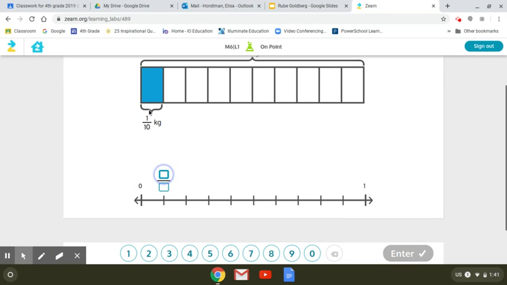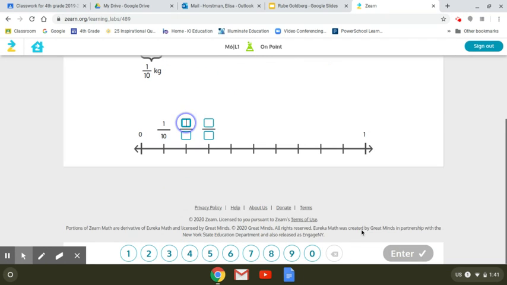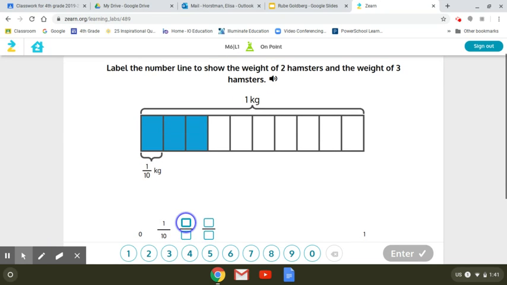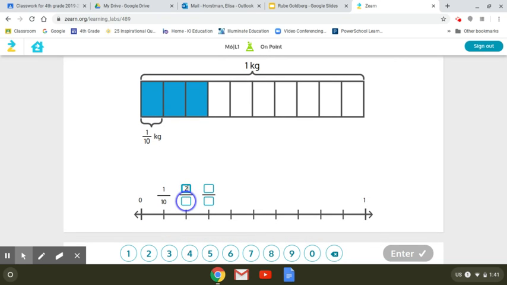When we look at this, we're not looking at the spaces. If you watch the video, he's talking about how the whole space is 1/10, but where we put it on the number line is at the little line that's there. So this would be 1/10 on the number line. How much would 2 hamsters be? 2/10. 3 hamsters? You're right, 3/10.